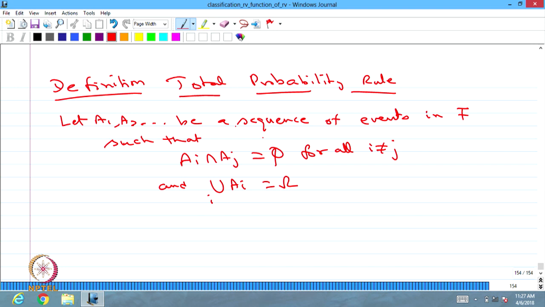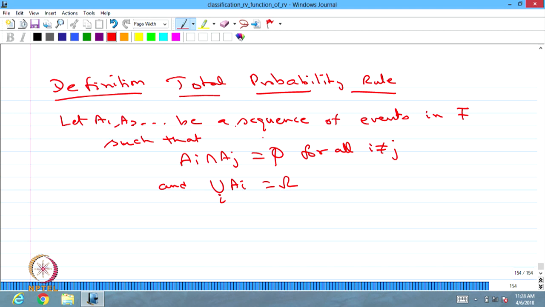This sequence of events could be finite or countably infinite. Therefore, I am making a union over i. It could be finite or countably infinite such that they are mutually disjoint. The union is going to be the whole set. That is basically a partition of events. Indirectly, what we are saying is they are mutually exhaustive also. These events are mutually exhaustive, satisfying this condition.